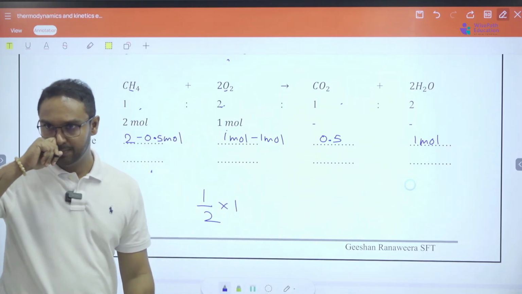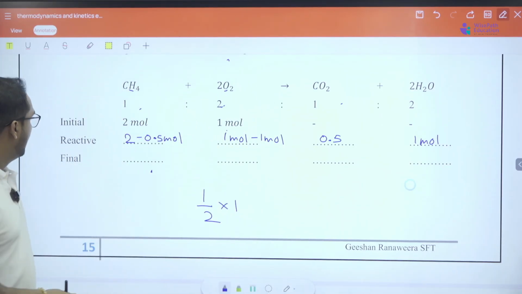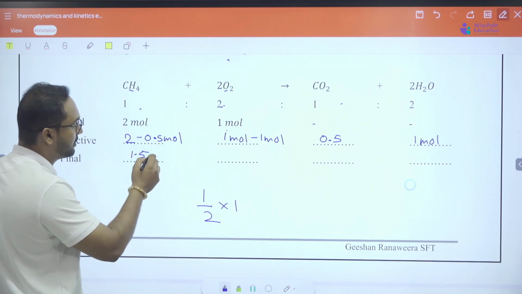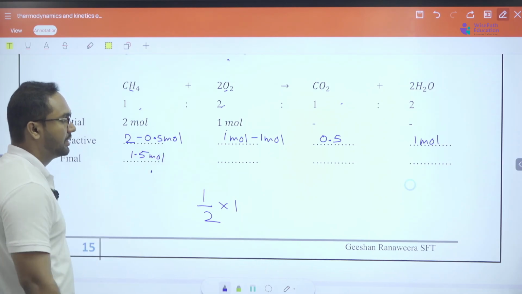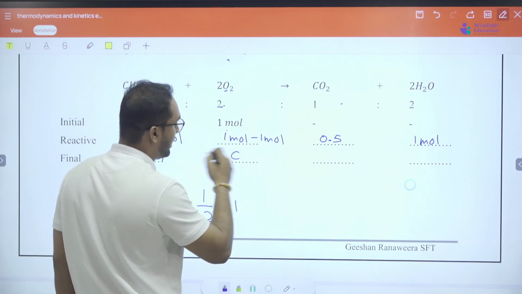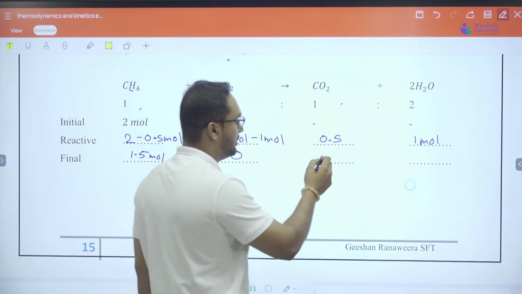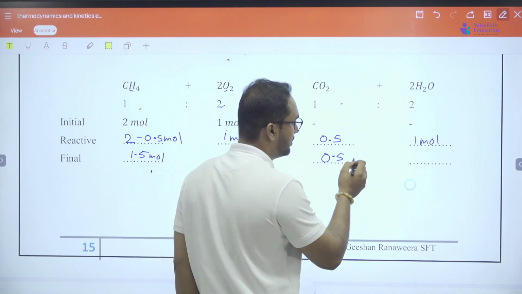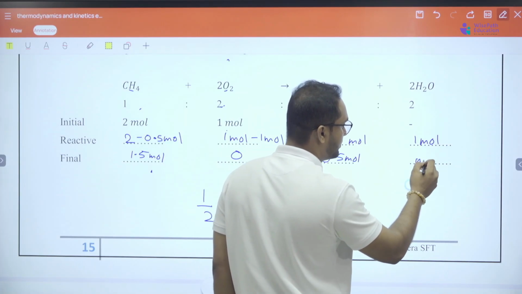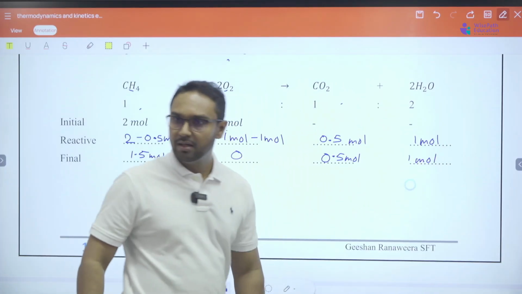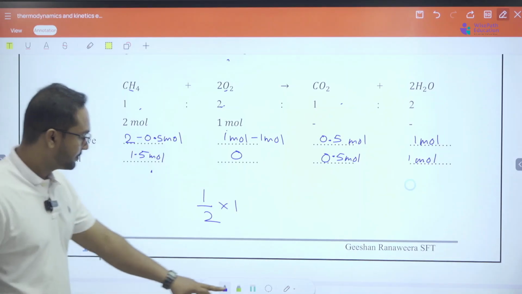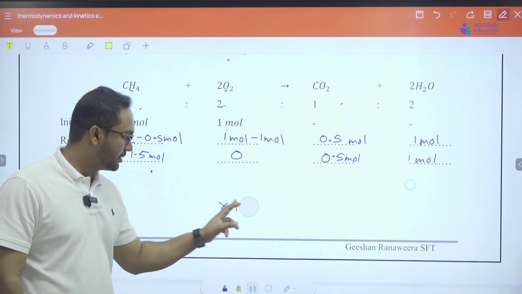You get the same answer. And final amounts, 1.5 of CH4 is left without reacting. That is incomplete combustion. Complete oxygen moles are reacted, 0 left there. 0.5 here is produced, and 1 mole of this is produced. Got it? Good. You understood how the stoichiometry works now, right?